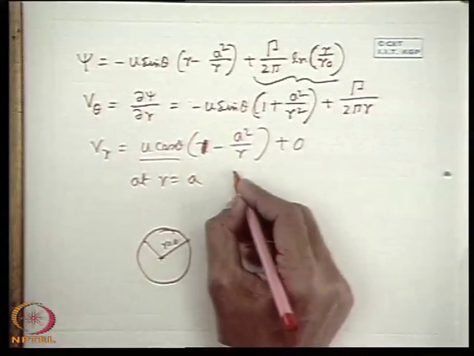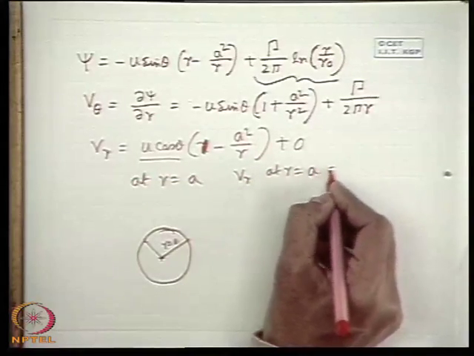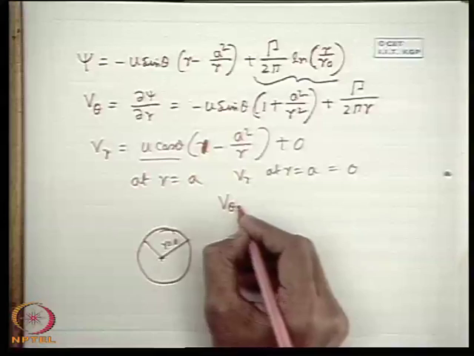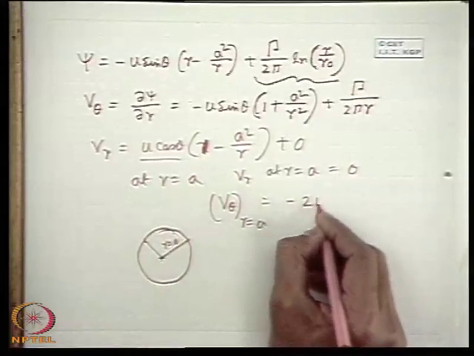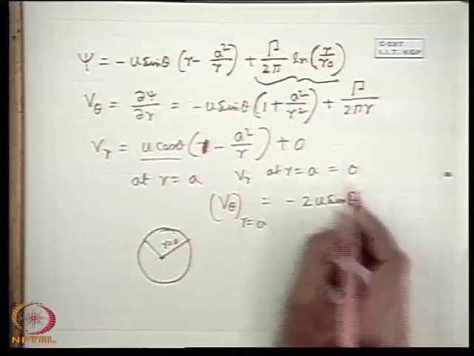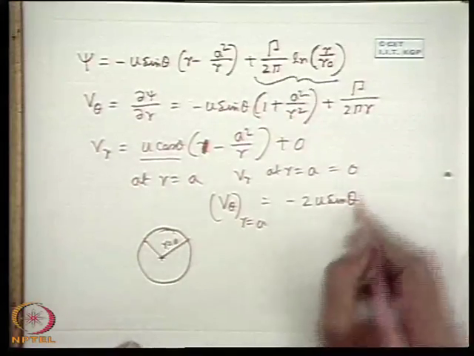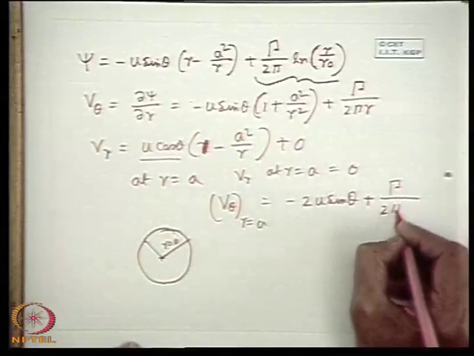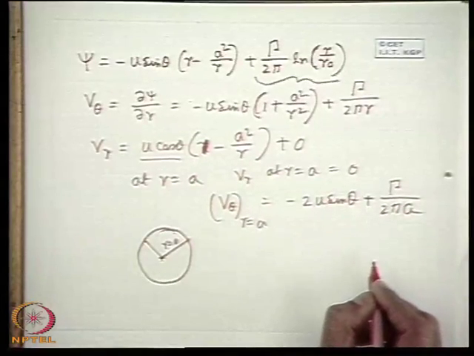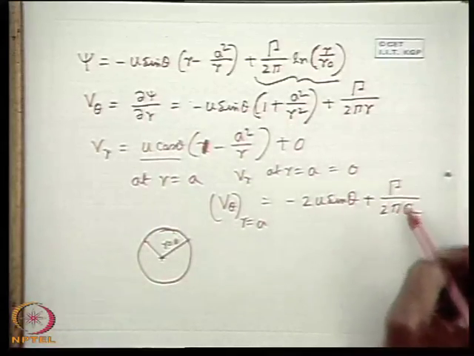But what is V theta? Vr at r is equal to a as usual is 0. But V theta at r is equal to a doesn't give only minus 2u sin theta in this case, because this first term will give the same term, minus 2u sin theta, but added with another term, gamma by twice pi a. Alright, so minus 2u sin theta plus gamma by twice pi a.